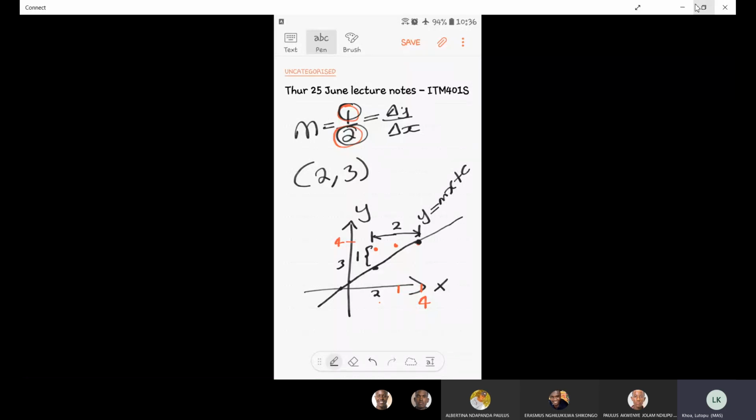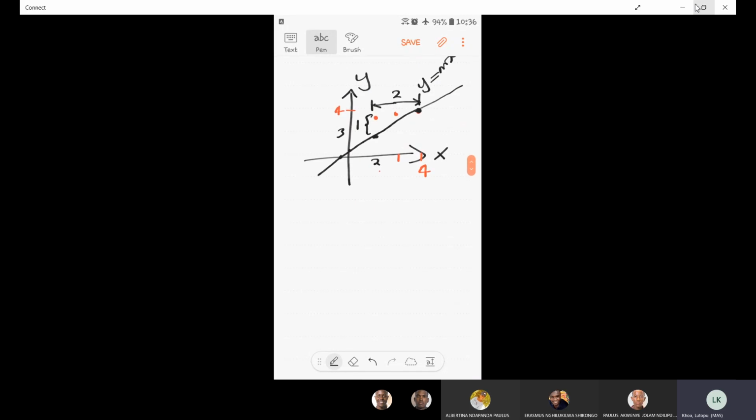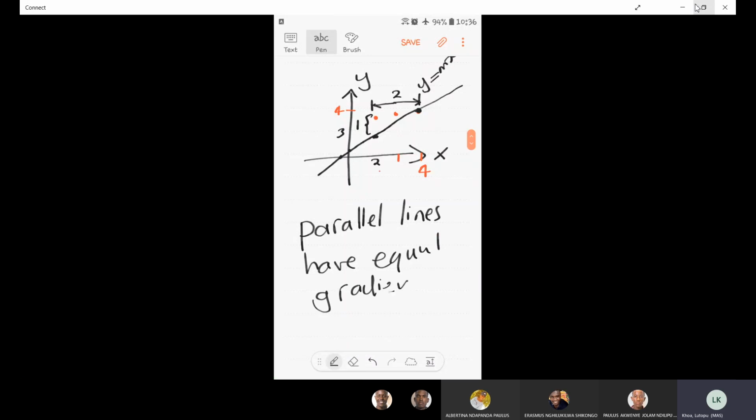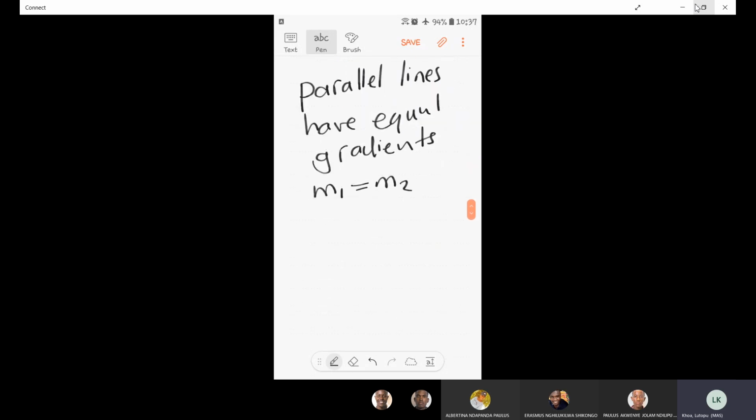So we also talked about lines that are parallel. We said lines are parallel if they have the same gradient. So parallel lines have equal gradients. So m1 is equal to m2. So you'll write both of them in standard form, where y is the subject of the formula, and then you compare the coefficients of x. If they're the same, then the two lines are parallel.